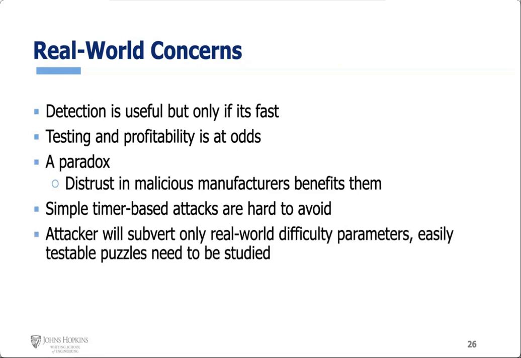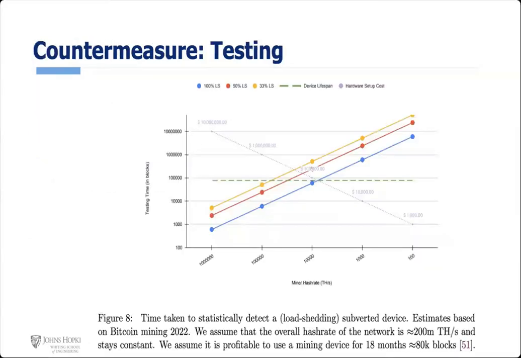And the attacker could also just subvert devices at real-world difficulty parameters. This is in response to the fact that one might imagine testing to involve testing the device on easier puzzle solutions and seeing if it performs well. The device might as well perform well on those easier difficulty levels, but only in real world difficulty levels is when it fails. This is relevant because, for example, if you buy a mining device for Bitcoin that costs a few $1,000s, for it to find a real world difficulty solution, it's going to take months, if not a year. So we need to study easily testable puzzles.